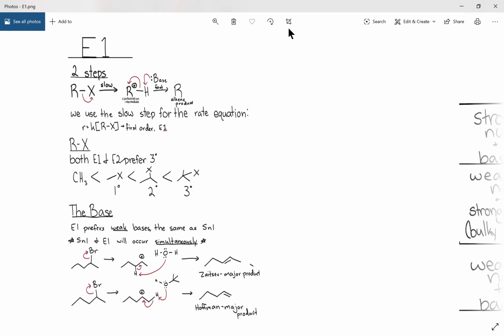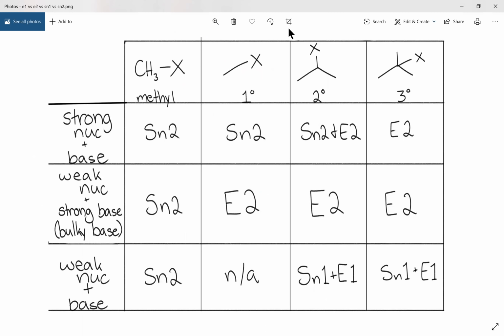I also have this here, which compares the different types of reactions and how we will know which reaction will occur. What I like to do when I'm given a question like, what kind of reaction is this and what kind of product will we get, is the first thing I like to do personally is look at what kind of carbon, what kind of substrate we have. If we have a methyl substrate, then that's easy because we're only ever going to do SN2.